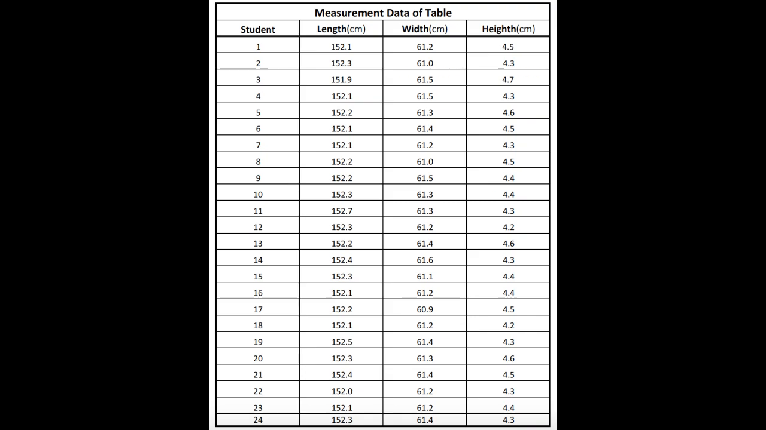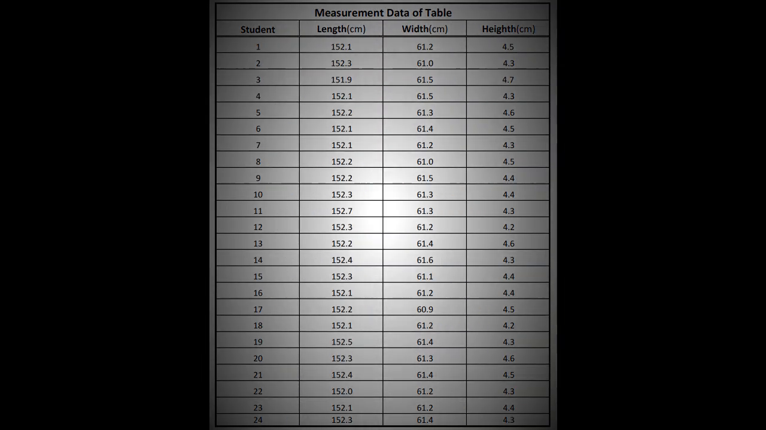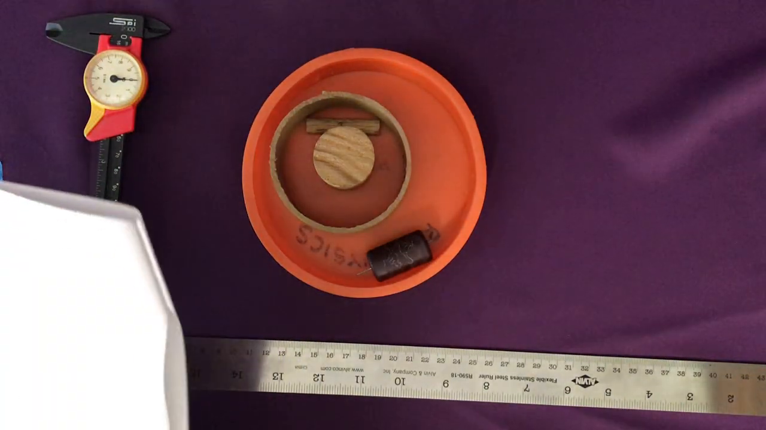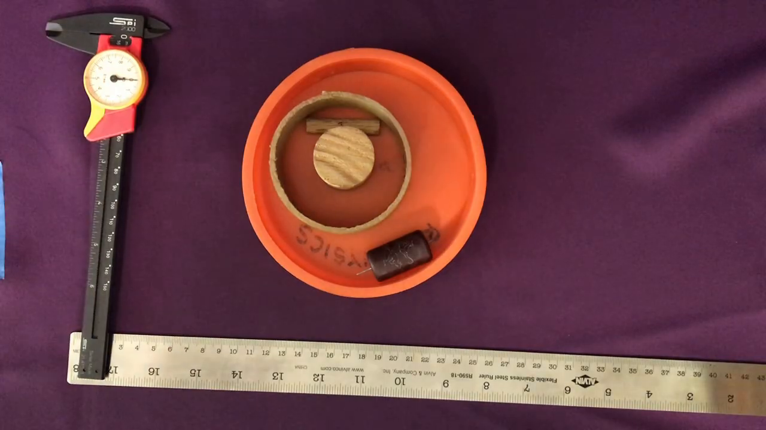Now that data is going to be given to you, and you're going to do some statistical analysis with that data. The second part of the lab is we're actually going to measure some objects, and we're going to proceed on with that part of the lab right now. So now we're going to begin part two. In part two, we're going to have a little practice in error analysis and uncertainty, mostly error.